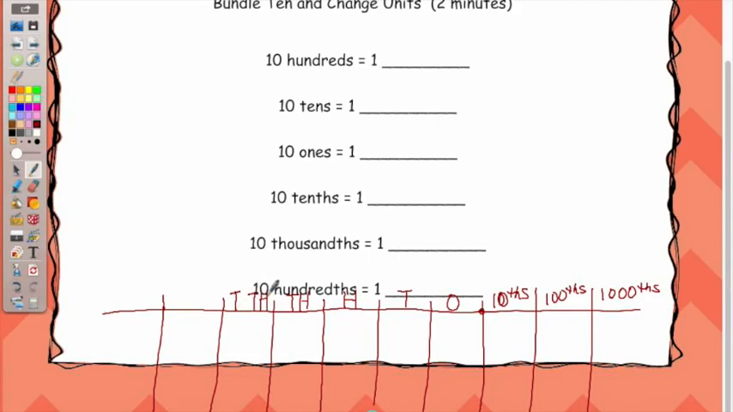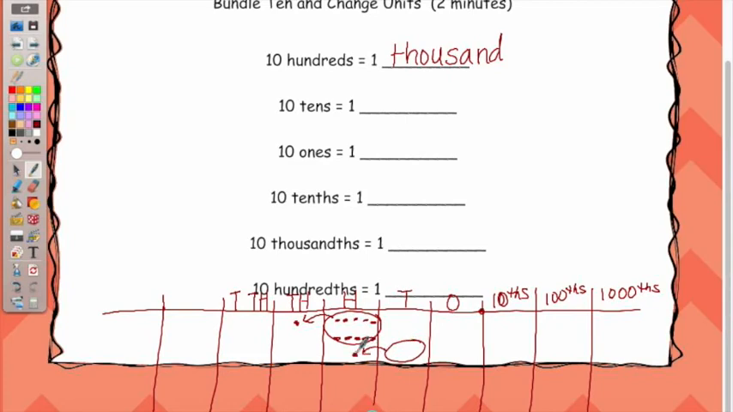Okay? Now, if I put 10 hundreds in here, and I bundle it, and I change units, what do I end up with? 1,000, okay? So all I have to do is write 1,000 on the line. Hopefully technology is going to catch up with me here in a minute. Okay? Now, what if I did that same thing, but I started in the tens place? And I bundle it, and I change units. What will I end up with?